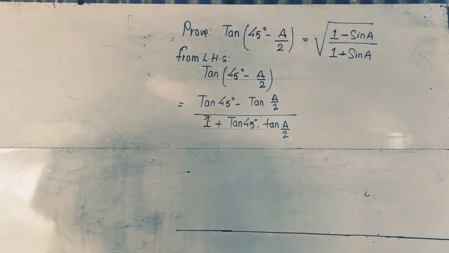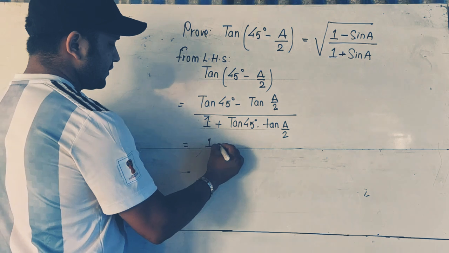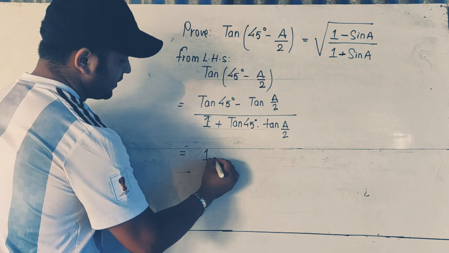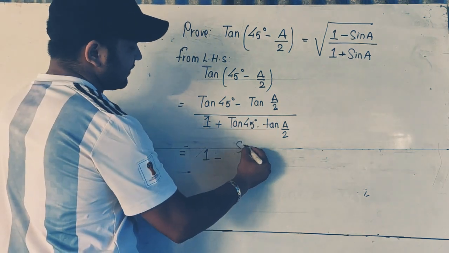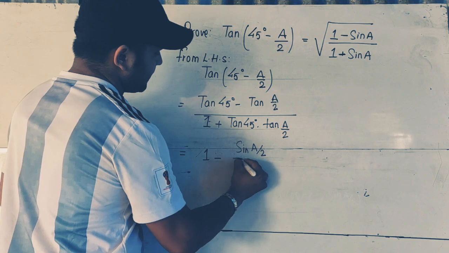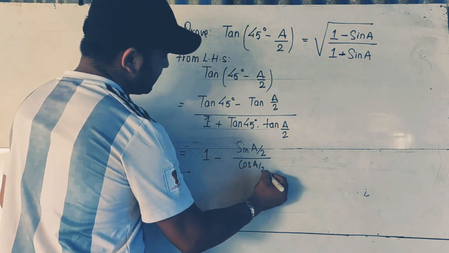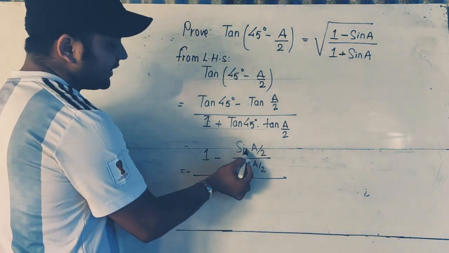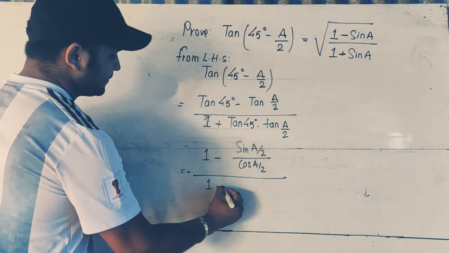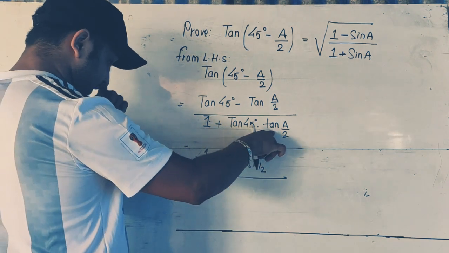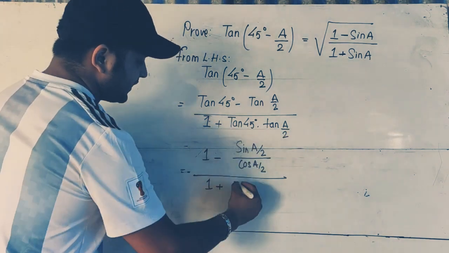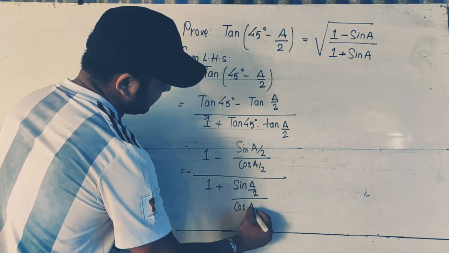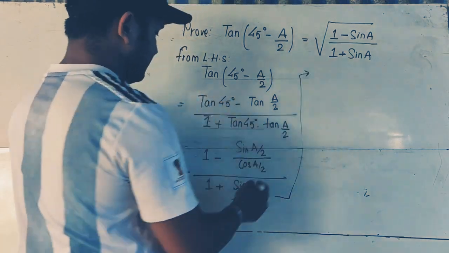So now we know the value of tan 45 degrees is 1. So we have 1 minus tan A/2, which can be written as sin A/2 by cos A/2, because the formula of tan theta is sin theta by cos theta. So in place of tan A/2, we wrote here sin A/2 by cos A/2. Here also tan 45 is 1, and 1 into tan A/2 is also tan A/2, so again we write sin A/2 by cos A/2.